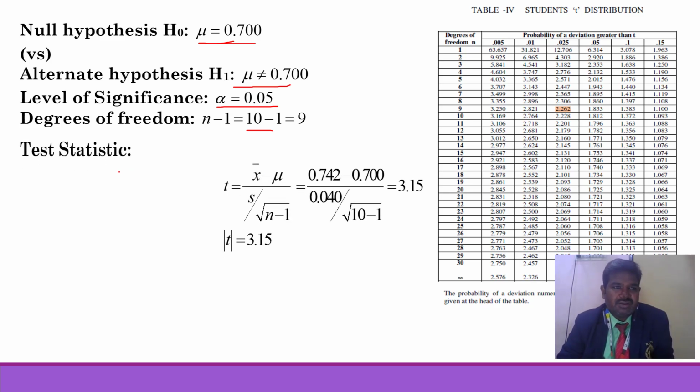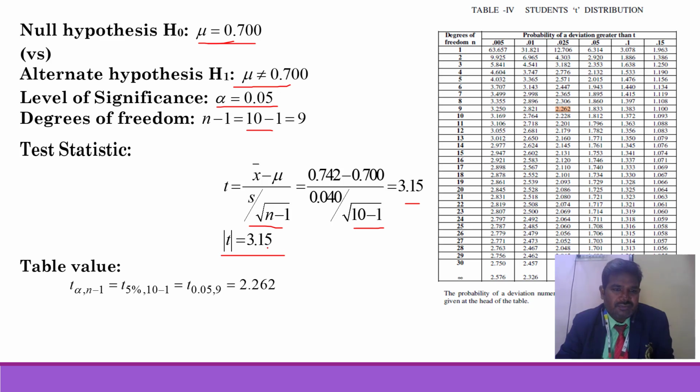Now we apply the formula, t is equal to x bar minus mu divided by s by root of n minus 1. We use this formula, where x bar is 0.742, mu is 0.7, s is 0.04, and root of n minus 1 is root of 10 minus 1. After simplifying this, you may get 3.15, which is a positive value. Modulus of t means take the absolute value. In case you have a negative value, we can take it as positive, so the absolute value of t is 3.15.